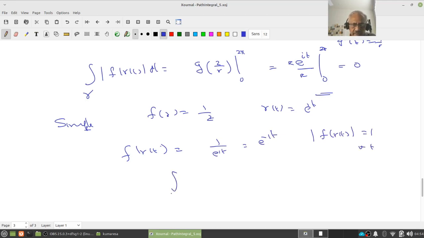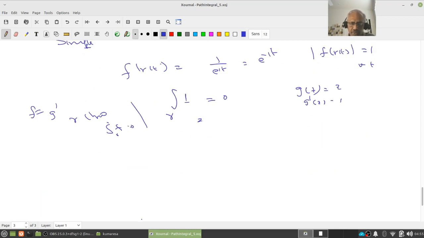Therefore, I want to integrate this over gamma, right? But this is 0, because if I take g of z equal to z, g prime of z is 1. And we know whenever there is a primitive, that is, f has a primitive, namely f equal to g prime, and gamma is closed, then the path integral of f over gamma is 0. This we know, therefore this is 0.